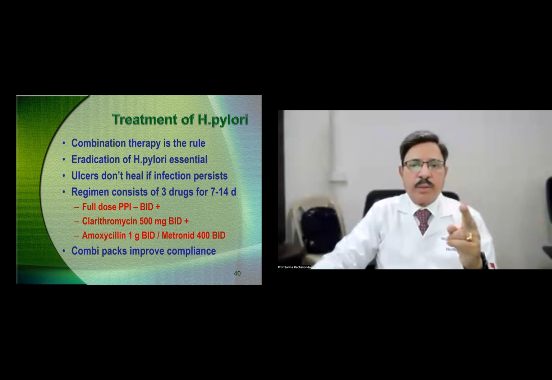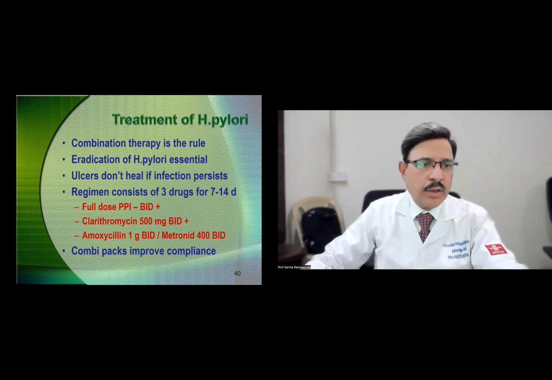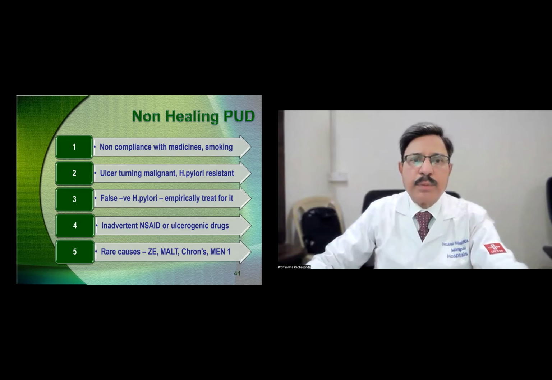Clarithromycin 500 milligrams BID, plus metronidazole or amoxicillin. If you want to give amoxicillin, it is written here 1 gram. In adults more than 50 kilos, you have to give 2 grams, less than 50 kilos, 1 gram BID. So if the body weight is more than 50, you have to give 2 gram BID, less than 50, 1 gram BID. Metronidazole 400 milligrams BID, clarithromycin 500 milligrams BID, double dose, full dose twice a day. This is available as compliance packages or combination packages. You can use any one of the HP kit or any other combination packages.